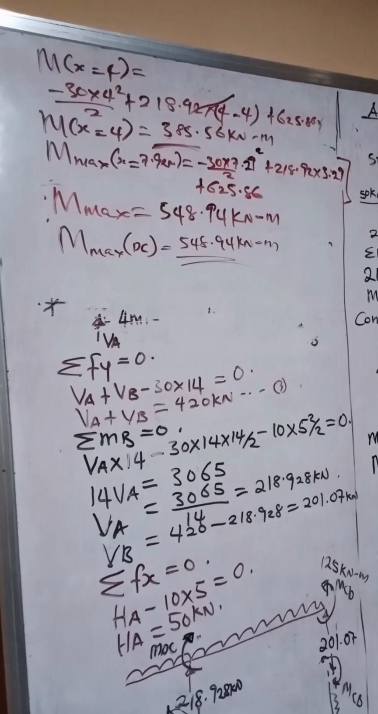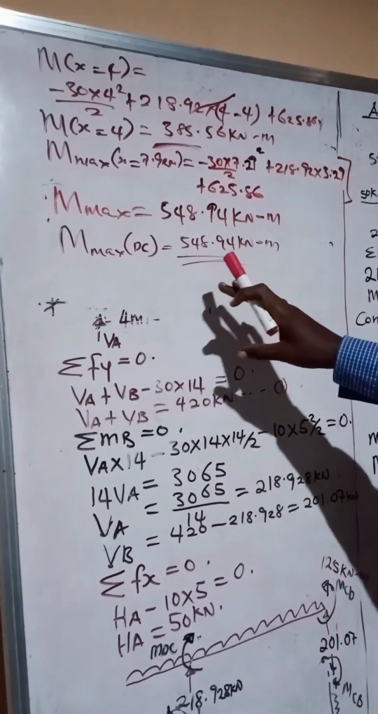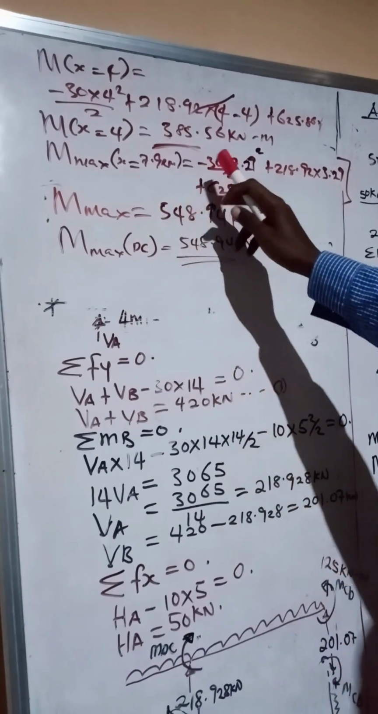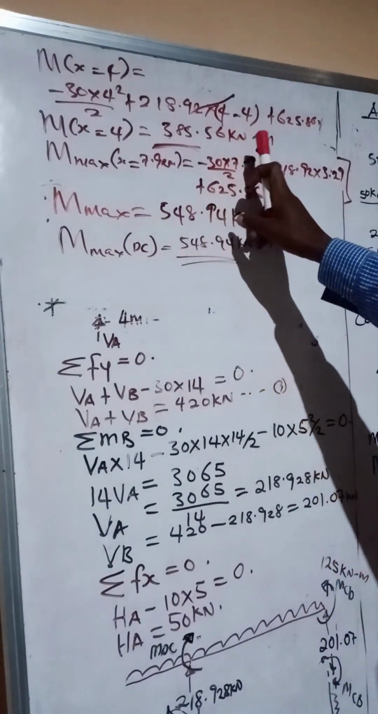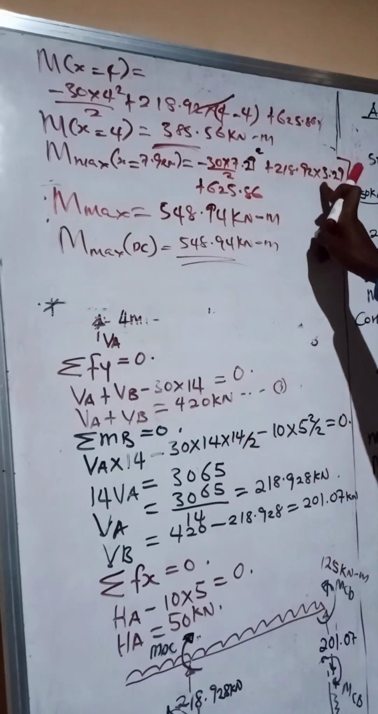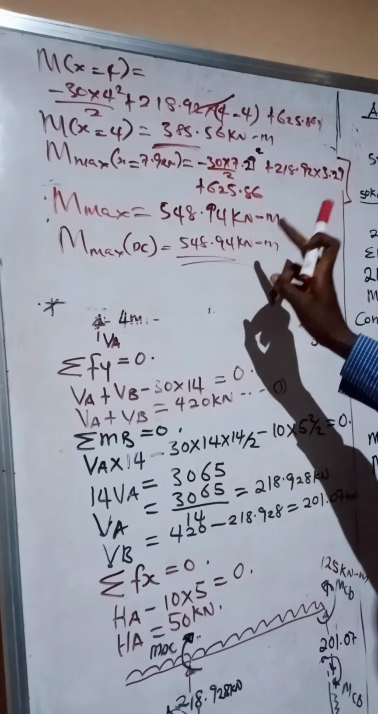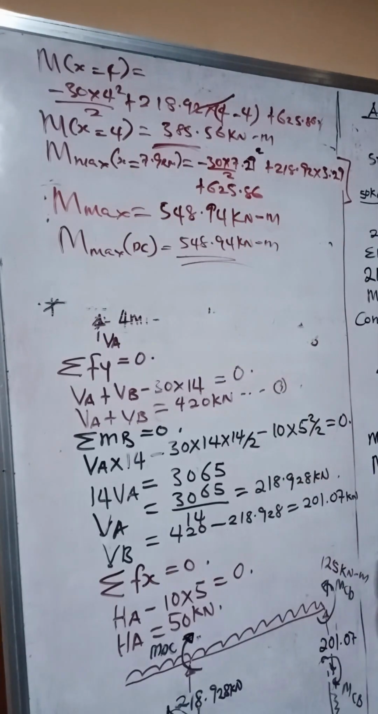Like you can see on the board, we've been able to calculate the maximum moment in span DC. I will multiply 30 by 7.29, plus this moment. This gives us 548.94 kilonewton meters. So this is the maximum moment along span DC. With this moment, we can draw the bending moment diagram with ease. So we can go ahead.